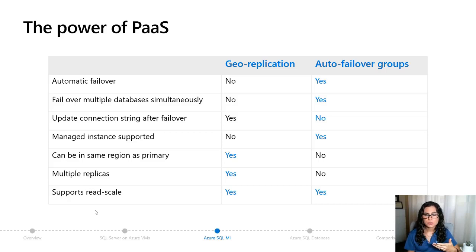So you'll see there's a few things here that might lean you towards choosing geo-replication versus auto failover groups. The other thing I'll call out is that auto failover groups today is available in SQL Database and Managed Instance, but geo-replication is only available in SQL Database. So with Managed Instance, you have less of a choice. Just wanted to call that out.